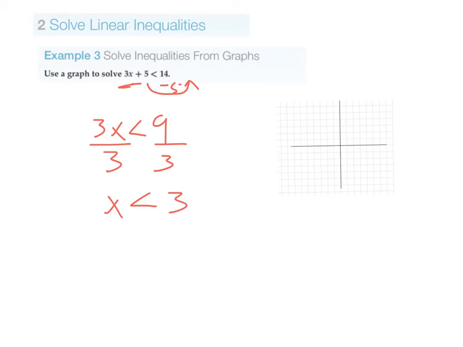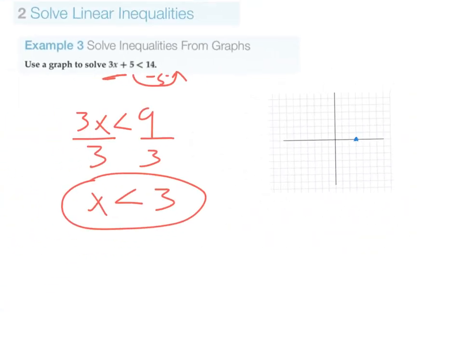Now, we have to graph this. So we're going to graph this by going to the 3 now. We're going to the 3 on the x line. So there's my 3, because that's what we have for the variable. And because there's no line underneath there, I'm going to do a dotted line. And the dotted line is a vertical line.